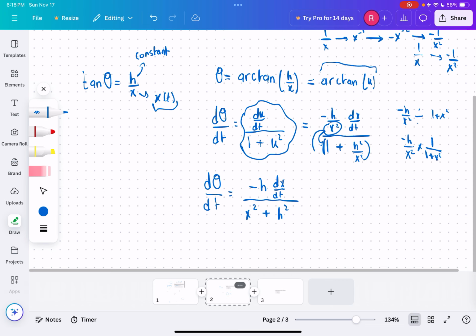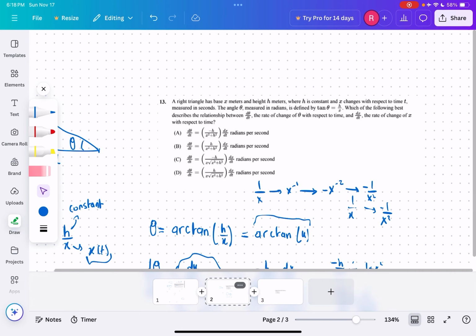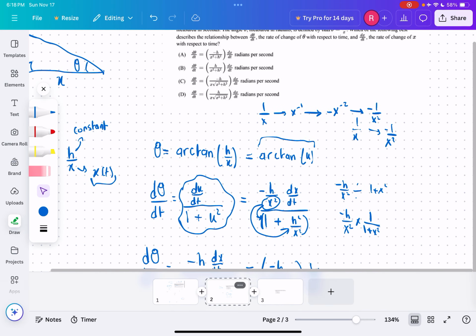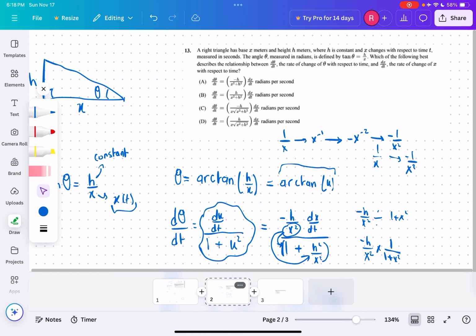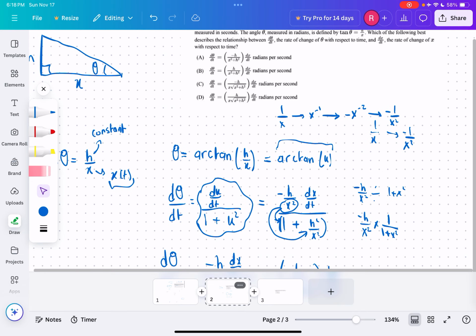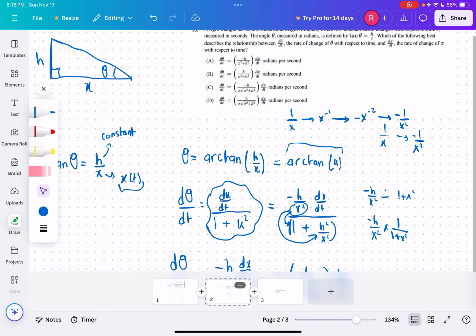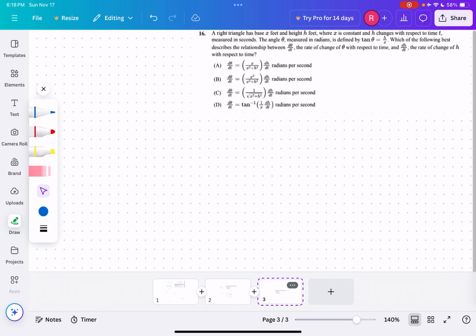So you're going to distribute x to the power of 2 to both pieces, the 1 and the h squared over x squared. Now, if you isolate dx over dt, you're going to get minus h over x squared plus h squared multiplied by dx over dt. That is going to give you choice number A, part A. So choice letter A is the correct answer over here, minus h over x squared plus h squared dx over dt.